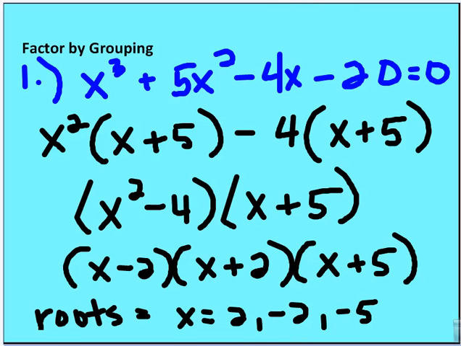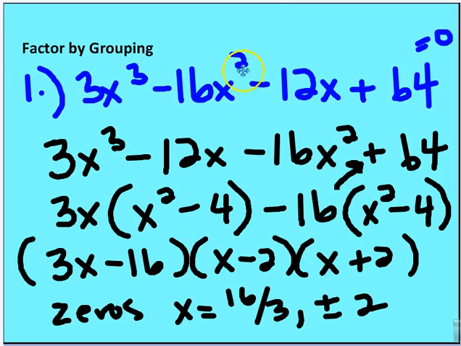All right, 3x cubed - 16x squared - 12x + 64. Factor by grouping: 3x cubed - 12x, and -16x squared + 64. I'm going to factor out the common factor here, 3x times (x squared - 4). Factor out negative 16. Remember, this is a plus here, and it changes to a minus because we've distributed out negative 16. Again, x squared - 4 is a difference of two squares. 3x - 16, the root for that is 16 over 3. (x - 2)(x + 2), the roots are plus or minus 2.